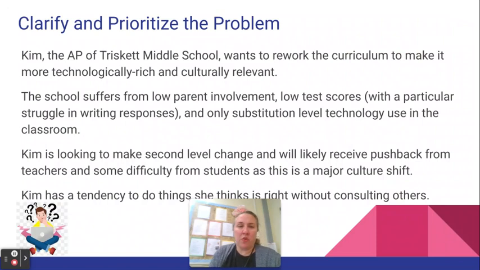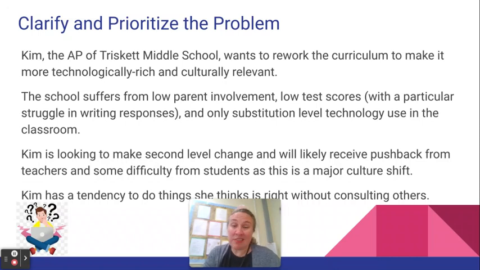Okay, so if we are clarifying and prioritizing the problem, Kim is the AP of Triscup Middle School. She wants to rework the curriculum, make it more technologically rich and culturally relevant. However, school is suffering from low parent involvement, low test scores, and only substitution level technology use in the classroom.